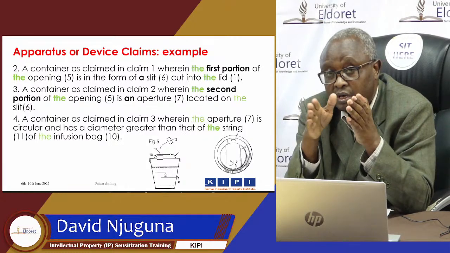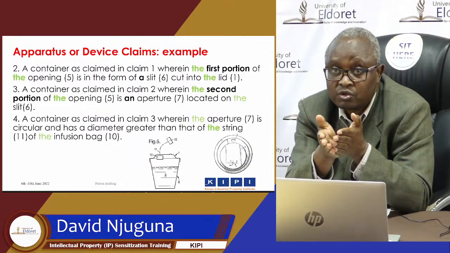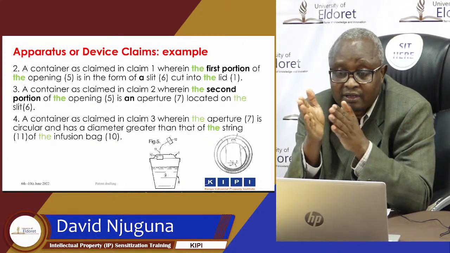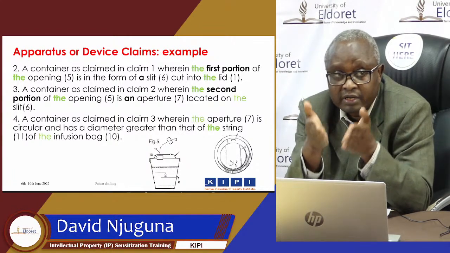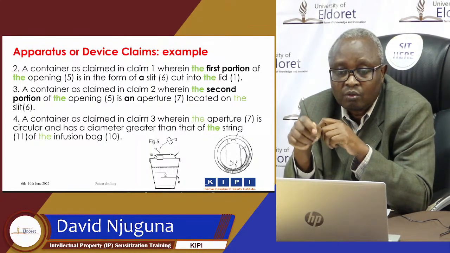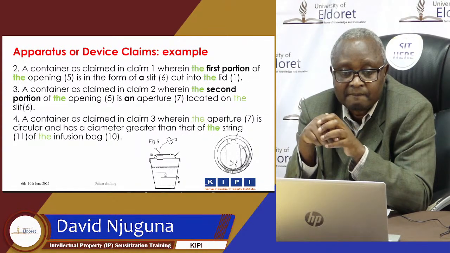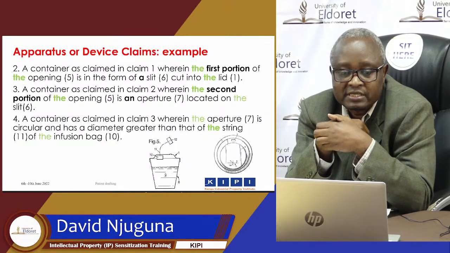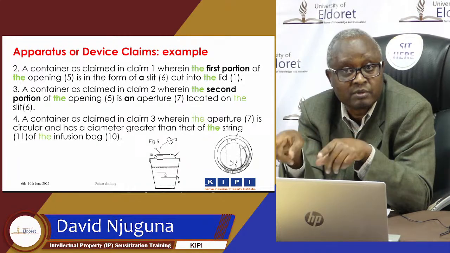So we are saying that with the claims you are narrowing down because you are putting more meat into it. So you narrow down the scope of your protection. Because claim 1 is very wide. When you bring in the features of claim 2, you are reducing the scope. Claim 3, the same. You are mentioning where the aperture is located on the slit. You go to claim number 4, a container as claimed in claim number 3, wherein the aperture is circular. You are saying the aperture must be circular.